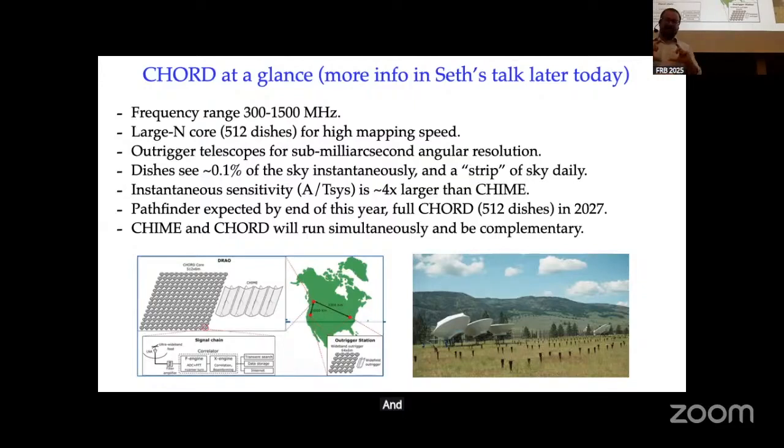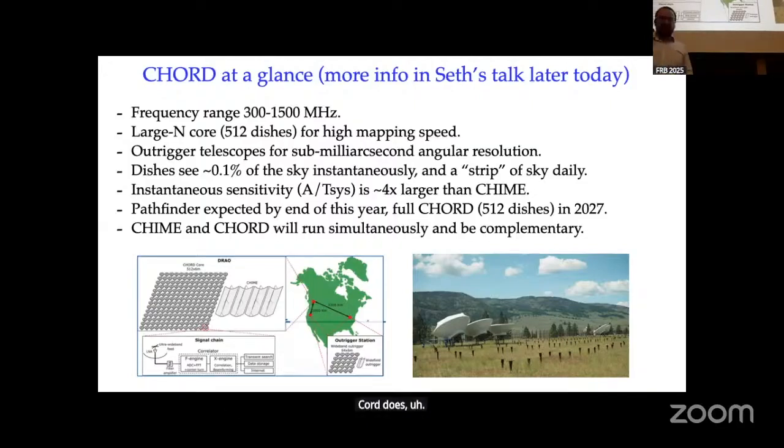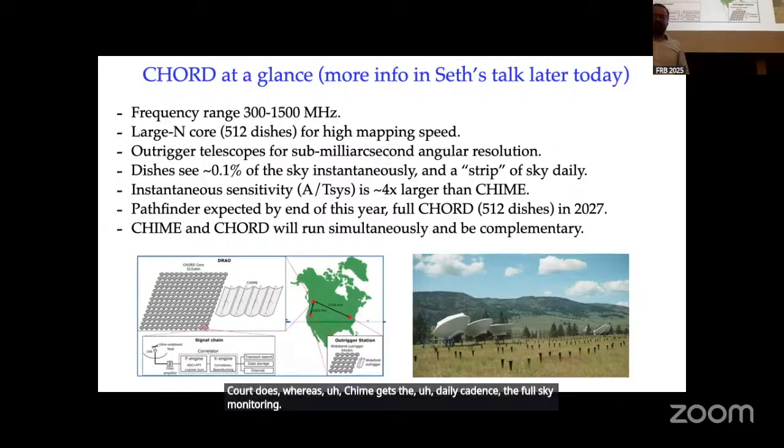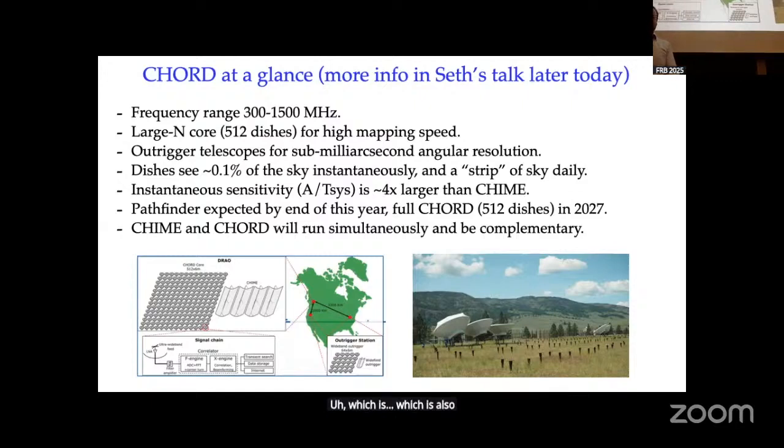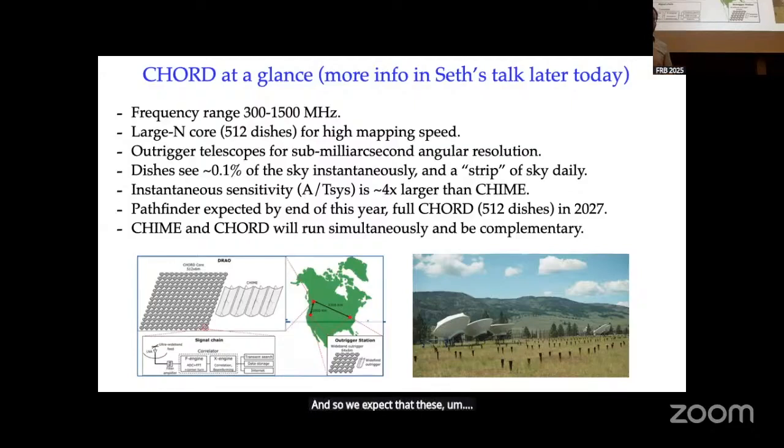The biggest difference is that we have dishes instead of cylinders, which is complementary in the sense that CHORD has larger instantaneous sensitivity on a smaller part of the sky, whereas CHIME gets the daily cadence, the full sky monitoring, which is also very powerful for transient astronomy. And so we expect that these experiments will run simultaneously and be complementary.